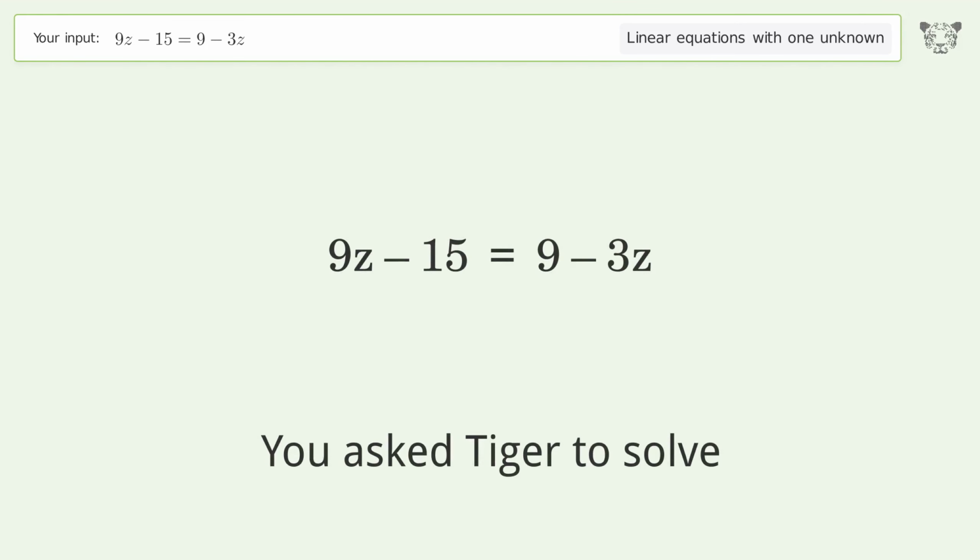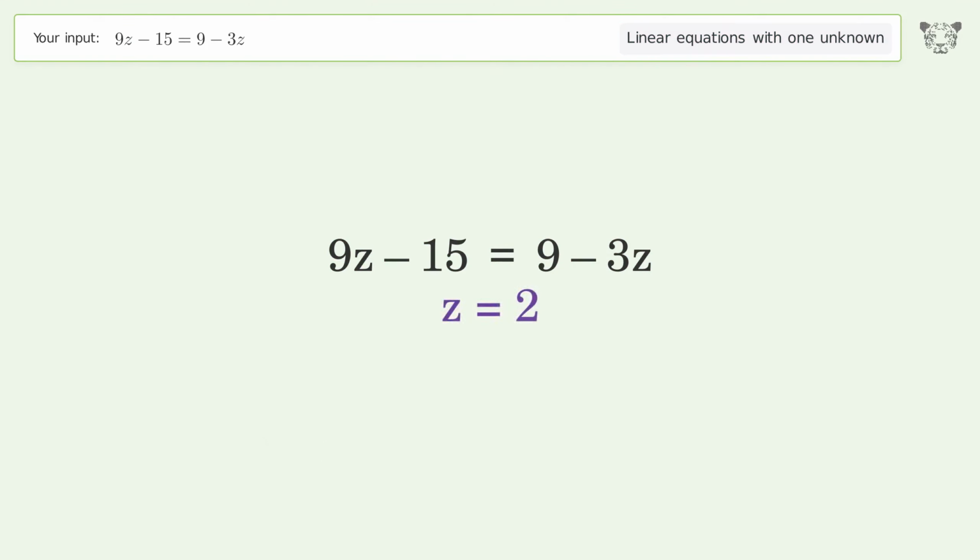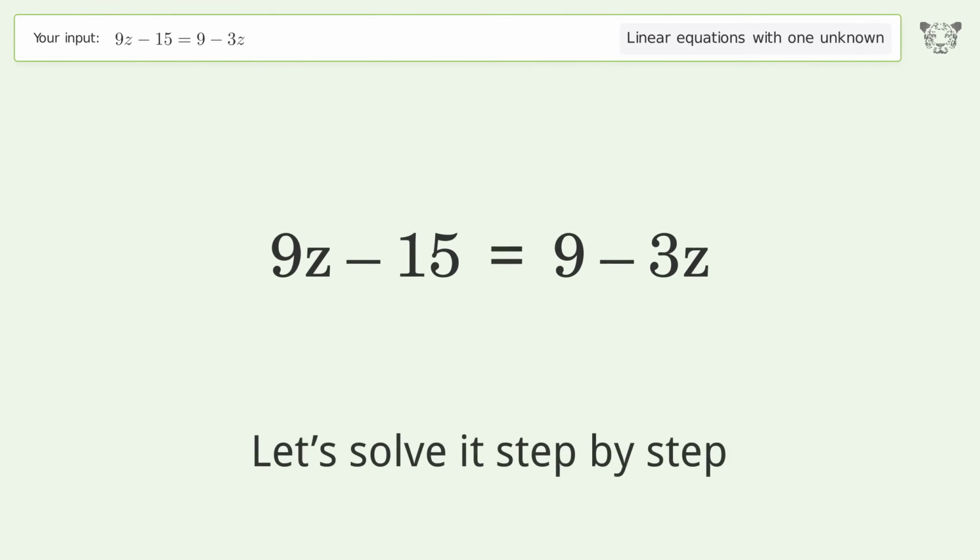You ask Tiger to solve. This deals with linear equations with one unknown. The final result is z equals 2. Let's solve it step by step.